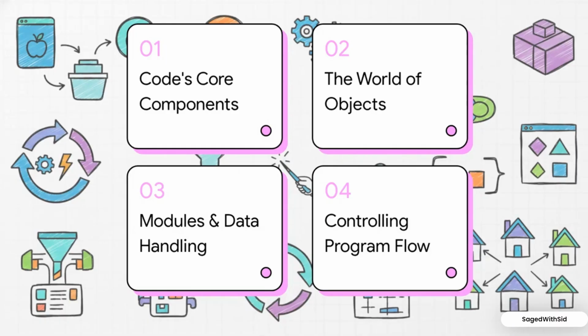First up, we'll look at the individual bricks, the absolute core components of the code. Then we'll see how to create blueprints for our code using objects. After that, we're grabbing some specialized toolkits with modules, and finally, we'll learn how to make our whole structure strong and smart by controlling the program's flow.